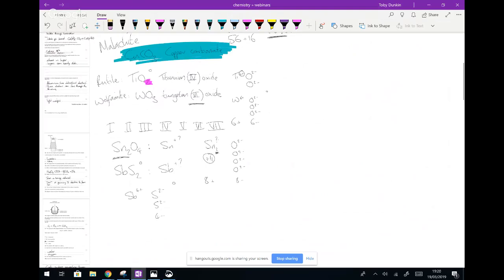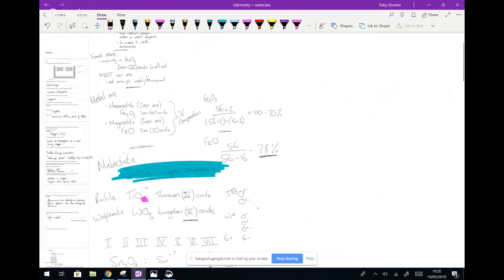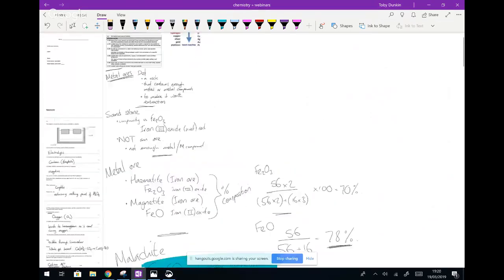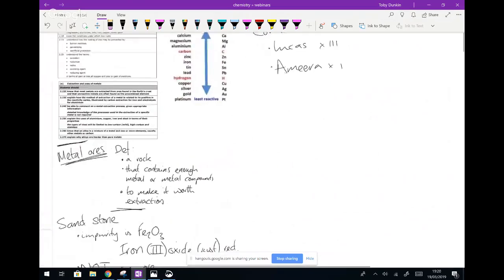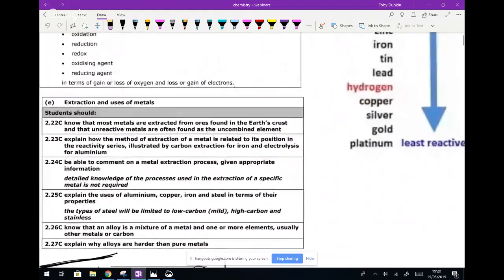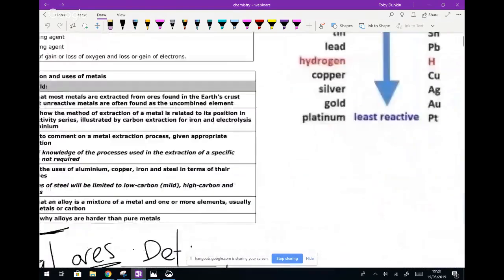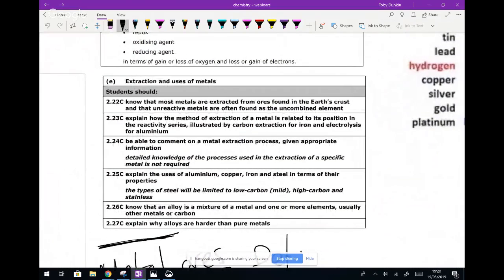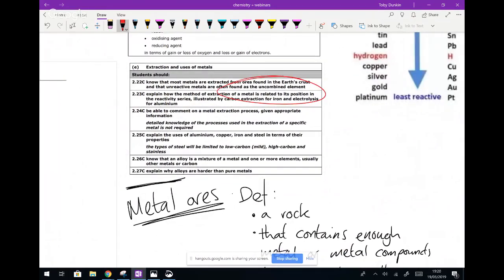Right, okay. Now that we've just quickly had a chat about ores, it would be nice now to talk about our means of extraction. So just quickly going back to my learning objectives: know that most metals are extracted from ores found in the Earth's crust, and unreactive metals are often found uncombined. Okay, just quickly need to cover that uncombined bit.